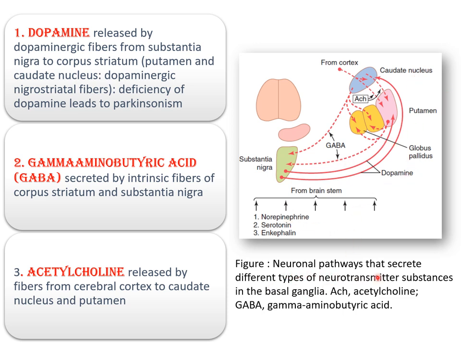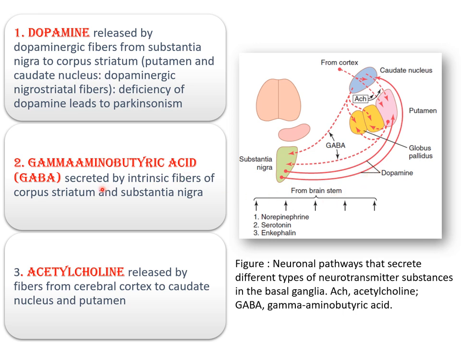This is the neuronal pathway that secretes different types of neurotransmitter substances in the basal ganglia: acetylcholine, GABA. So, this is the dopamine that is released by dopaminergic fibers from substantia nigra to corpus striatum, putamen and caudate nucleus. Deficiency of the dopamine leads to the disease known as Parkinsonism.